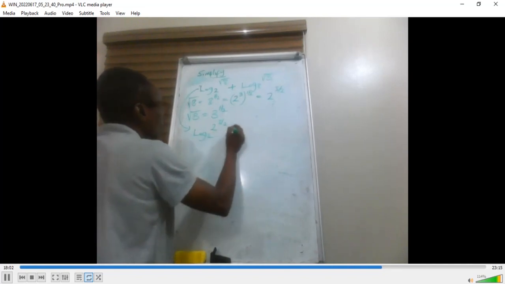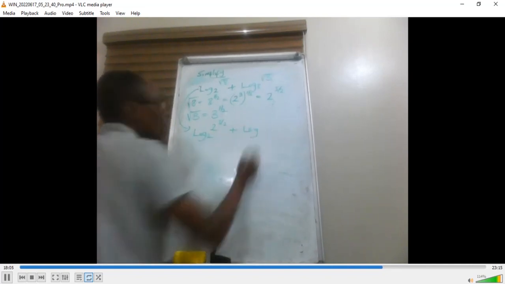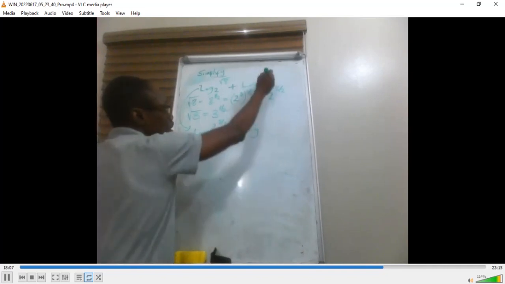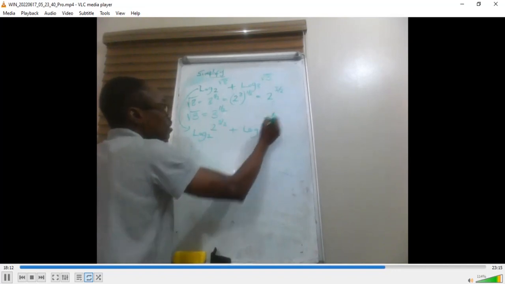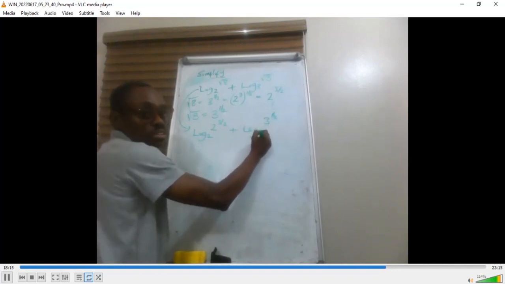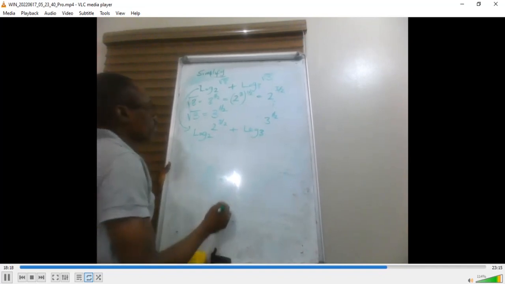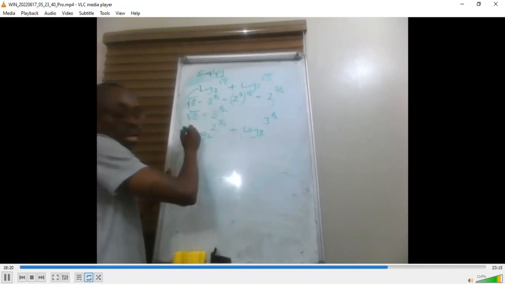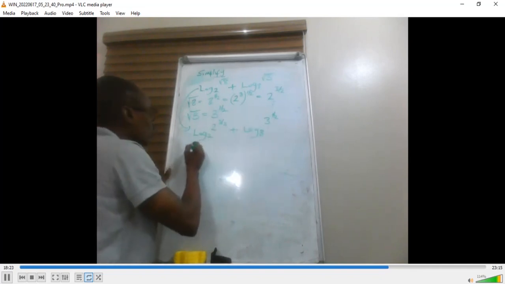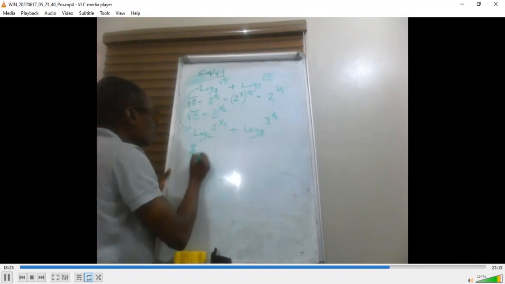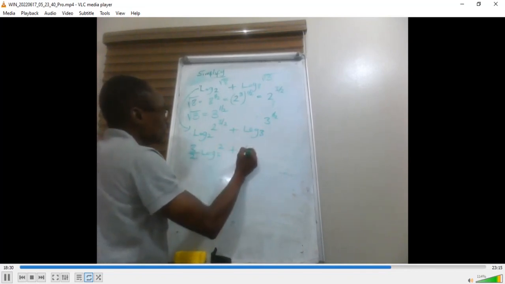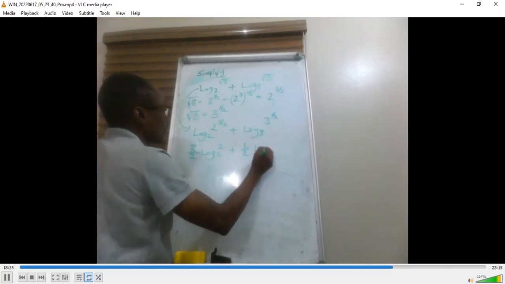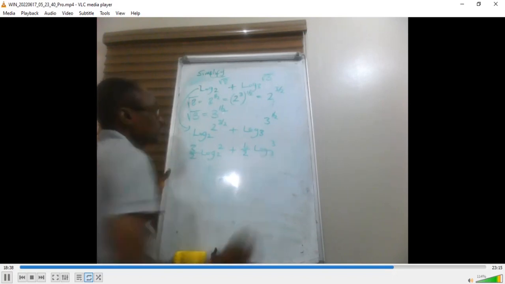base 2 plus log, replacing the root 3 with 3 raised to power half, base 3. Okay, so right now the powers can go behind the log. So we have 3 over 2 log 2 base 2 plus half log 3 base 3.